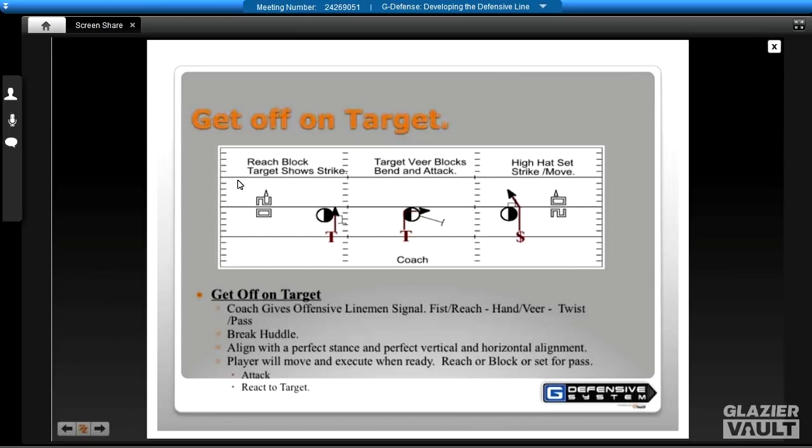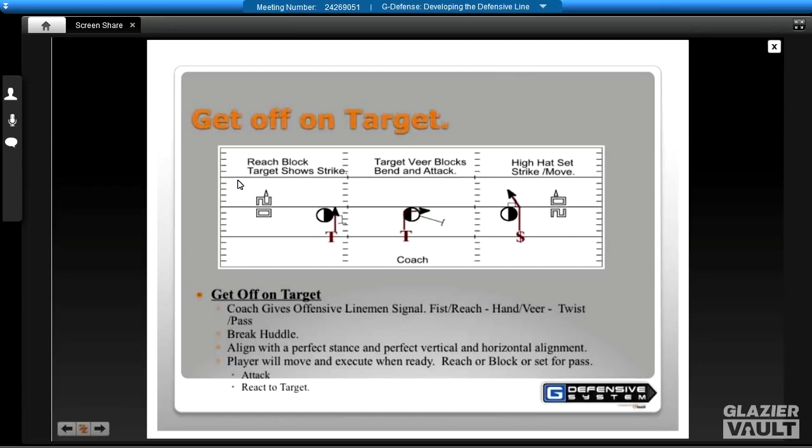This is where, as a coach, I think sometimes we overthink it. And what we want our kids to do is we want them to get off the ball. If the target shows to their technique, we want them to strike the target. If the target disappears, we want them to bend. If they get a high hat, we want them to strike the target and press it. All right? So here's basically what we tell our kids. We want to get off and strike the gap side or the technique side 4/5 of the man.